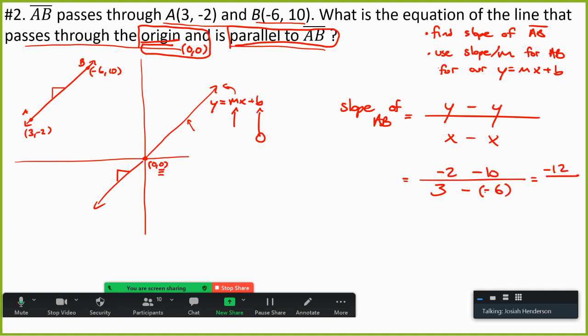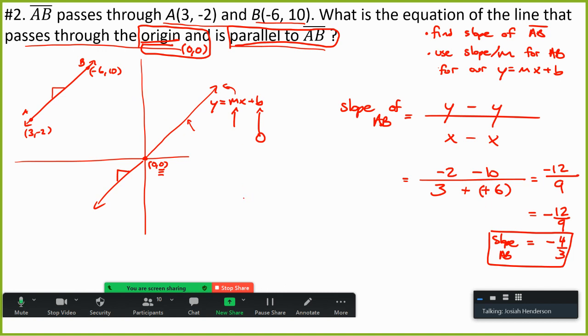3 minus negative 6. Here is where they cancel, okay? Because you're doing minus a negative. You're doing the opposite of a negative, and that's adding. So it turns into 3 plus 6. What is that? 9. So slope for AB is negative 12 ninths. And simplifying that, divide each by 3, negative 4 over 3. Okay, so that's the slope for AB, and it's the slope for the mystery line.